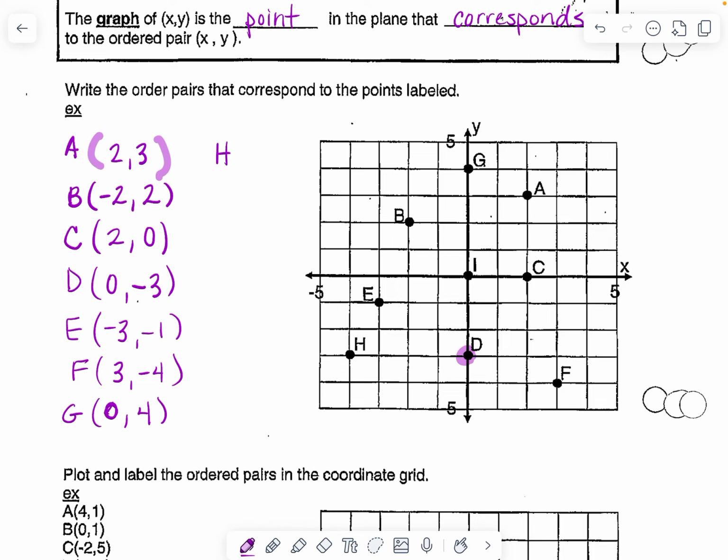Point H, if you labeled that one correctly, you went -4 in the x direction, and you went -3 in the y direction. You went left and you went down. Those are negative directions. I is right at the origin, which means you are at (0, 0). And then, do we have a point J? I think I'm done there, aren't I? Yes, we don't have a point J. So those were the ordered pairs that correspond to the points in this coordinate plane.